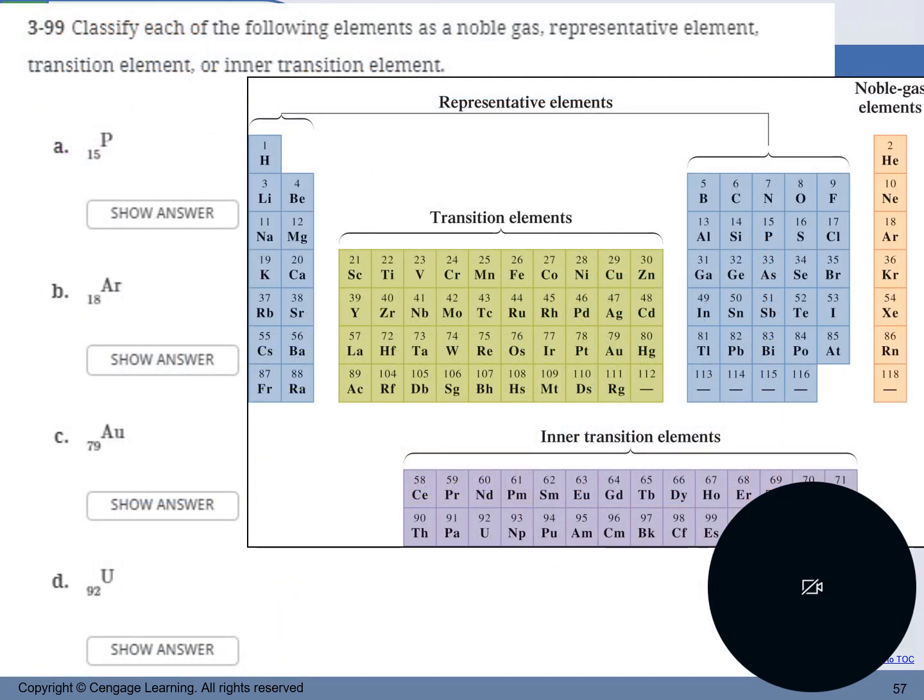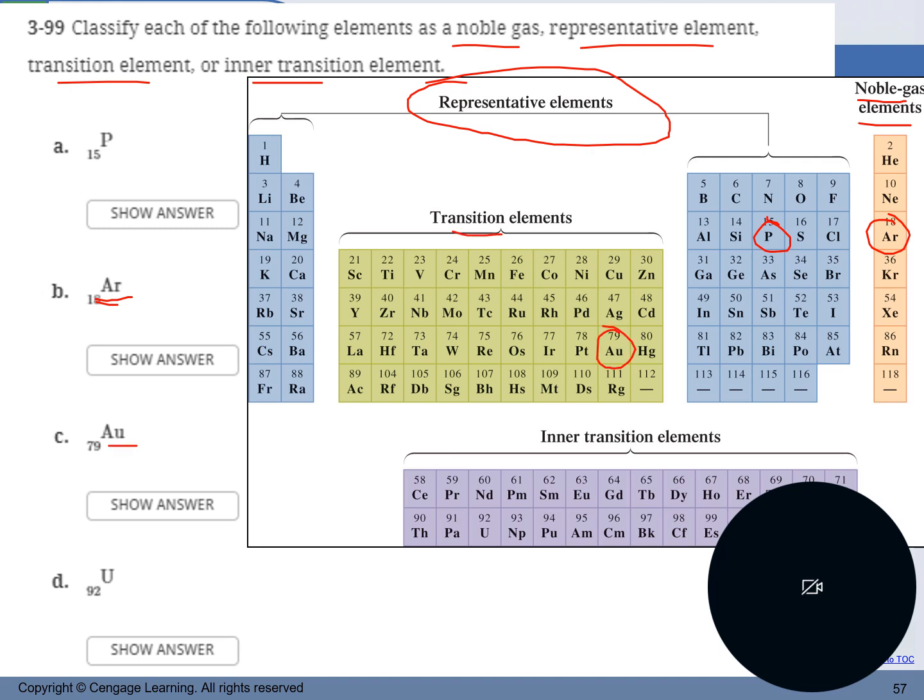Congratulations on making it to the end of this slideshow. We're going to end with one last learning check, and we're going to try to classify the elements as one of these different types. Phosphorus is found right here. That's going to be a representative element. Argon is found over here. That's going to be a noble gas. Au, give me my gold, is right here. That's a transition element. And uranium is way down here. That's going to be an intertransition element.